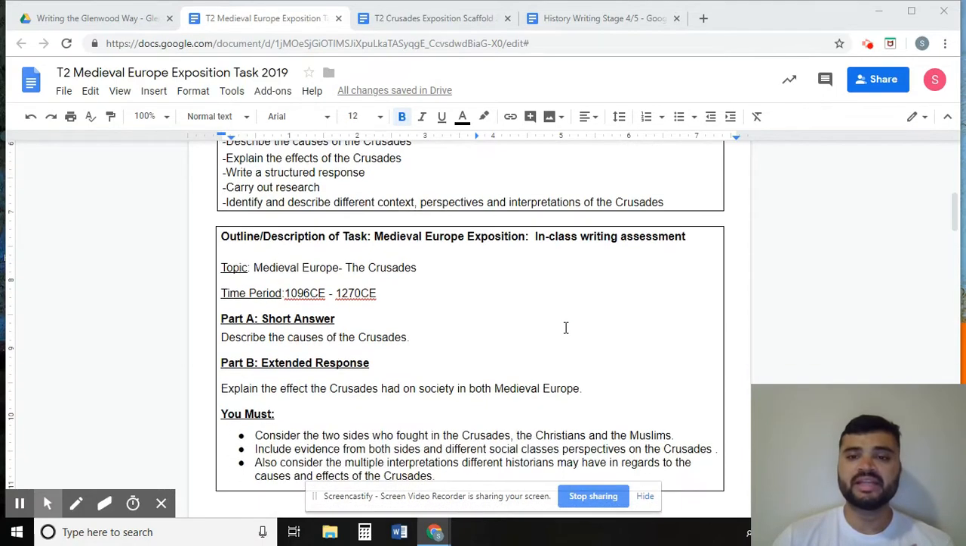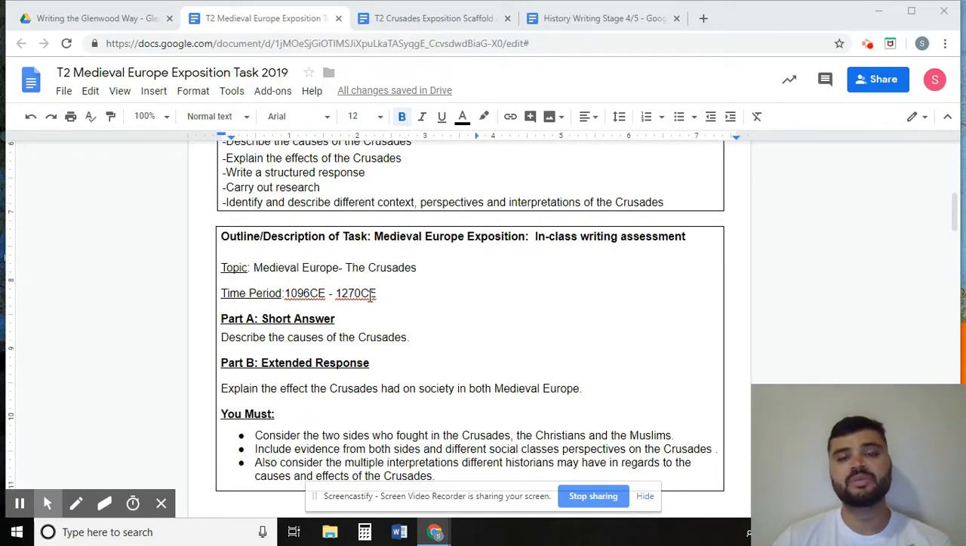What we will be doing in this task. So this is the Medieval Europe Exposition, an in-class writing assessment. You will not be doing this task at home. Besides preparing, you will be doing this assessment in class. Our topic is Medieval Europe. The event is the Crusades. The time period that we are looking at is 1096 CE to 1270 CE.